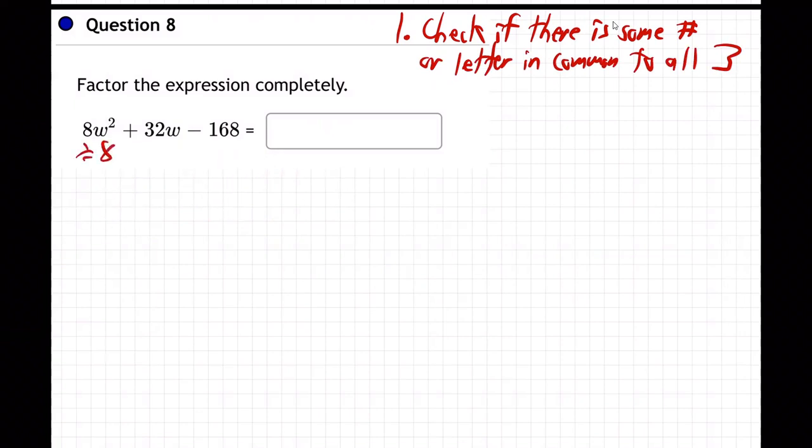Well, look, maybe they're all divisible by 8. Is 168 divisible? I know this one is. That one is. I don't know. Let me use my calculator real quick. Yeah, 21. They're all divisible by 8. So what do you do? If it's a yes, then you put the common part in front. One big parenthesis, like so. Is this making sense?